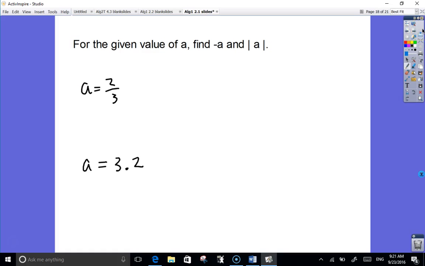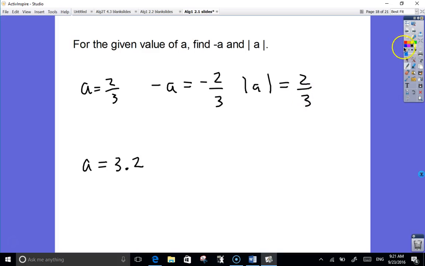Okay, so this is the way that they word the problems in the homework. So this is the way I worded it here. They give you a value, right, 2/3, and it says find the opposite of A, that's why they put the negative in front, and the absolute value of A, right? So what would be the opposite of A? Negative 2/3, so negative A equals negative 2/3. And what would be the absolute value of A? Positive 2/3. Remember, absolute value is always positive.